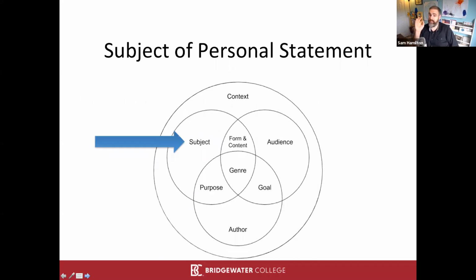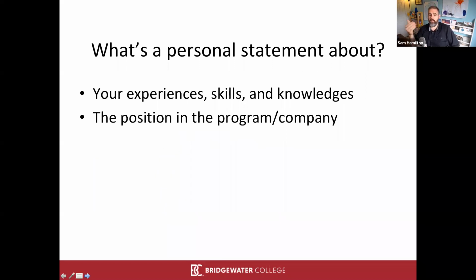I want to talk now about the subject of the personal statement, all right? So the subject is a little bit tricky, right? Obviously, you have a relationship with the subject, but so too does the audience have a relationship with the subject, okay? So the subject, first and foremost, from your perspective, is going to be, what are my skills and experiences and knowledges? But the subject is also going to be, from the perspective of the people that you're writing to, the specific position in the program or company that you're applying to, right?